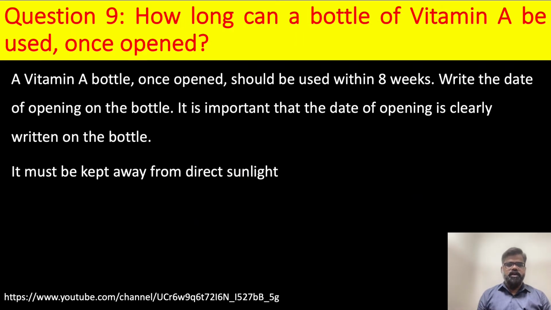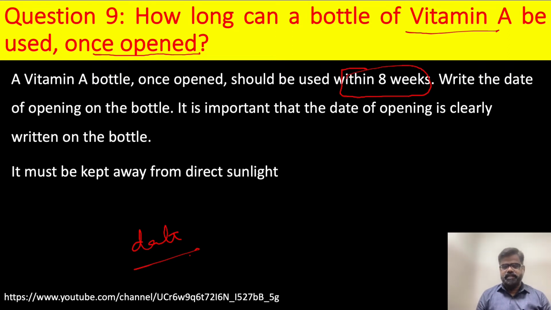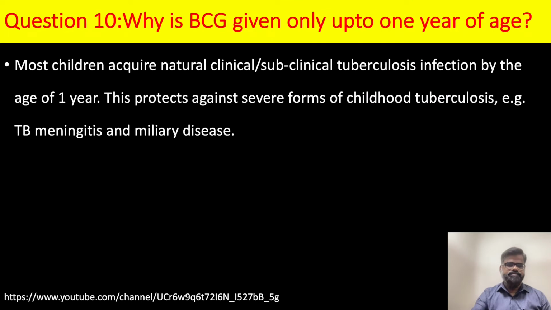Okay. Now, there is also a question: how long can a bottle of vitamin A be used once opened? Once you open a vitamin A bottle, you need to write the date on the bottle, because it needs to be used within 8 weeks. So you can calculate the 8 weeks from the date written, and until 8 weeks you can use the vitamin A bottle. It should be kept away from sunlight.